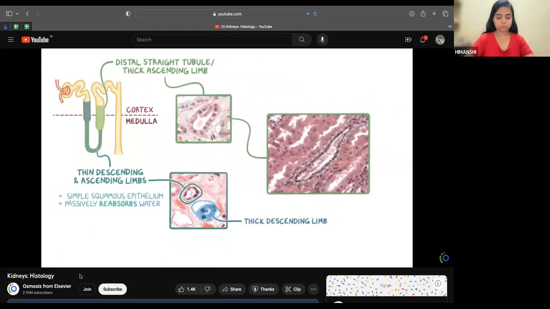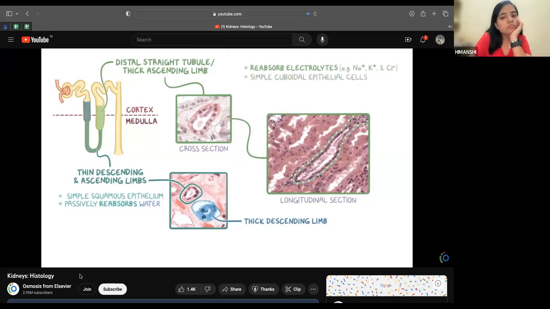This tubule is responsible for reabsorbing electrolytes such as sodium, potassium, and chloride. In both this cross-section and longitudinal section of the tubule, we can see that the walls consist of simple cuboidal epithelial cells. These cells commonly have unclear or indistinct borders between the cells. In the longitudinal section, there are neighboring tubules from the thick descending limb that can be differentiated based on the thick ascending limb's more neutral staining, meaning it will have a noticeably lighter stain or color to the cells.